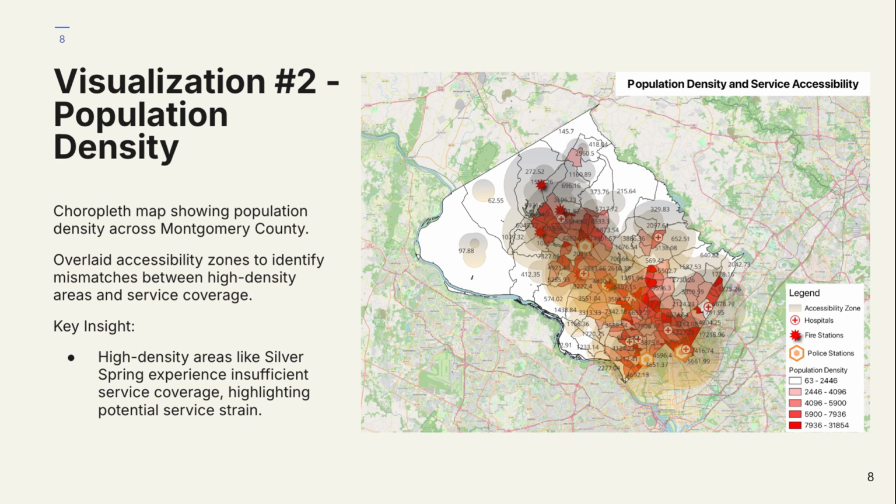Although they are within the zones themselves, the actual locations of certain services like hospitals and fire stations don't seem to meet the demand, considering the population density. This could indicate that these areas have higher demand, but the infrastructure may not be adequate to meet that, which can result in strain on existing resources.